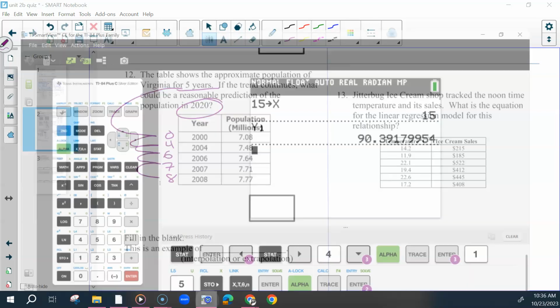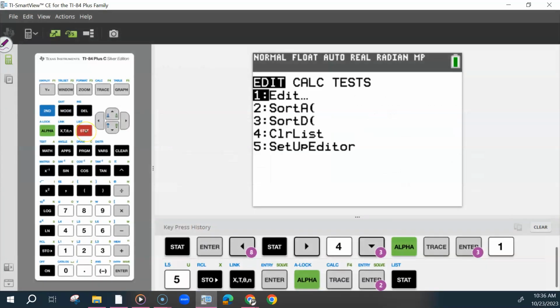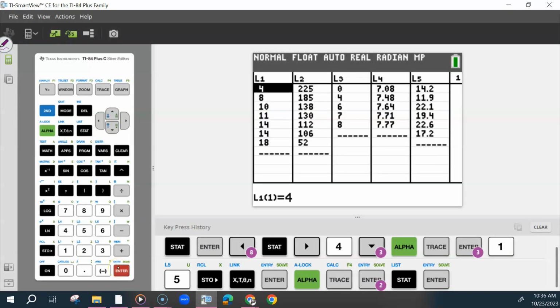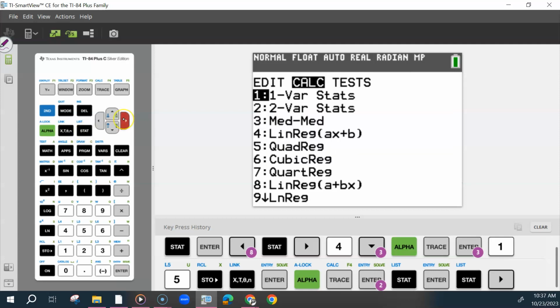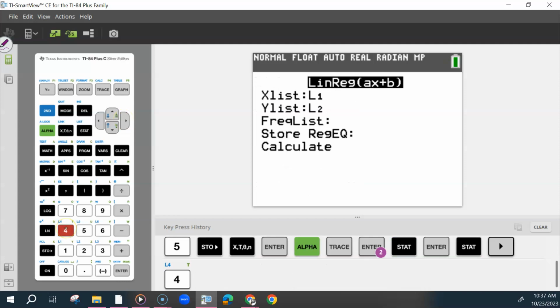So, in my stat, in my edit, I have these numbers in my L3, L4. Instead of L1, L2, it will still work the same. So I'm going to go back into stat, go over to calc, number 4. I'm going to change these to L3.